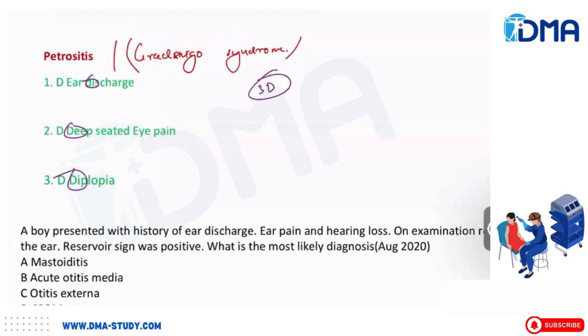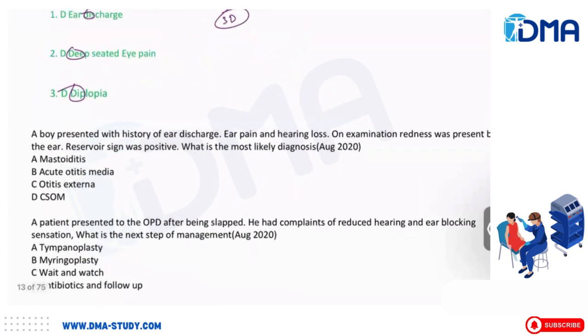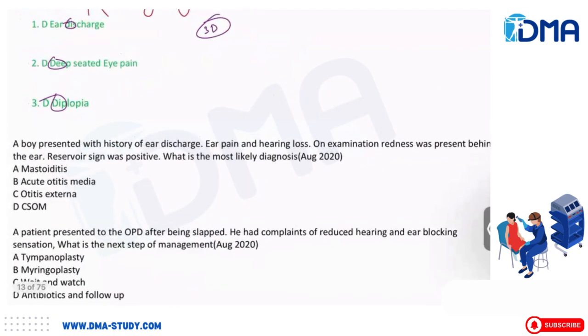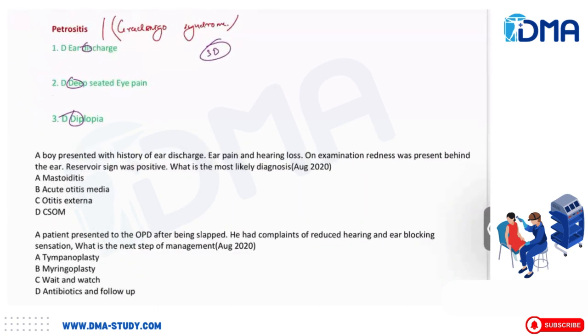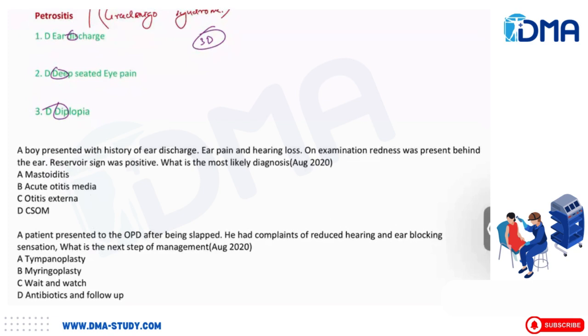Alright? With that note, we'll solve some MCQs. A boy presents with a history of ear discharge, ear pain, and hearing loss. On examination, redness was present behind the ear. Reservoir sign was positive. What is the most likely diagnosis?